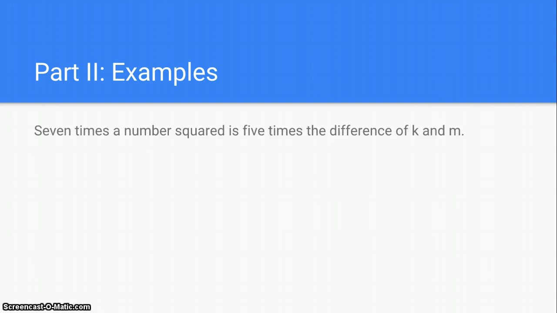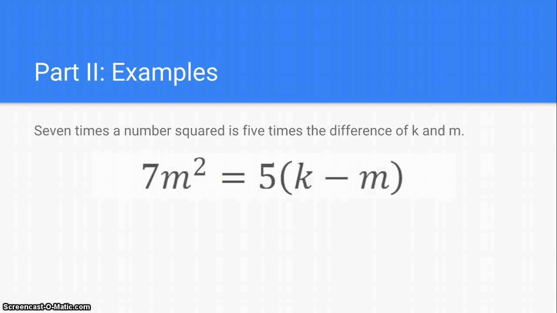Here's some more examples in the opposite direction. Now we have the verbal equation, 7 times a number squared is 5 times the difference of k and m. Take a moment, take a shot at this. 7m squared equals 5 times the quantity k minus m. It's kind of how we would normally read that off if we saw it in a math problem. But you can see we have 7 times a number squared is 5 times the difference of, and that's where we get these parentheses, k and m.